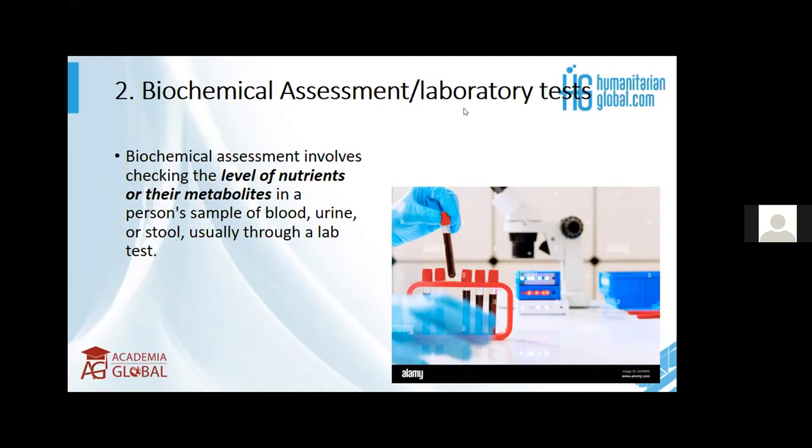Now, remember we said anthropometric measurement is the first method that we are looking at for assessing nutrition. Now, our second method is biochemical assessment, otherwise known as laboratory assessment. Here, body samples are evaluated. We use them to look at the level of nutrients or their metabolites. The samples commonly used are blood samples, urine samples, and stool samples. Sometimes we even use hair samples.